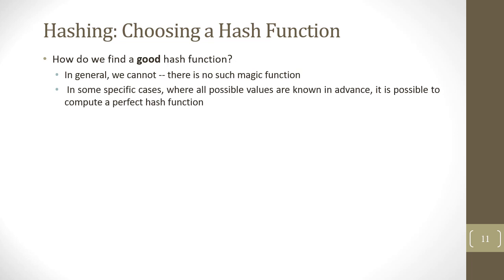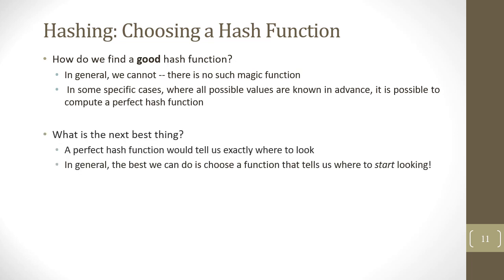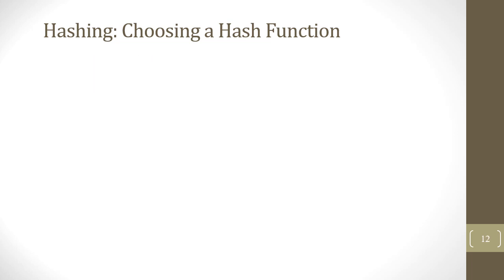So how do we find a good hash function? In general, we cannot. There is no such magic function. In some specific cases, where all possible values are known in advance, it is possible to compute a perfect hash function. What is the next best thing we can do? A perfect hash function would tell us exactly where to look. In general, the best we can do is to choose a function that tells us where to start looking. In the next few slides, we will look at some methods that can be used to define hash function.